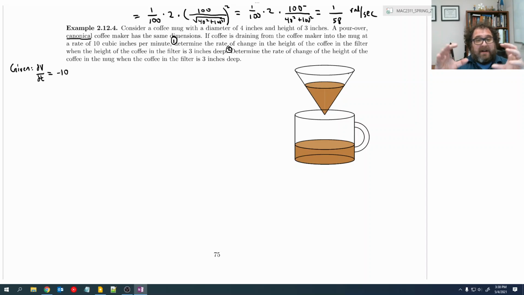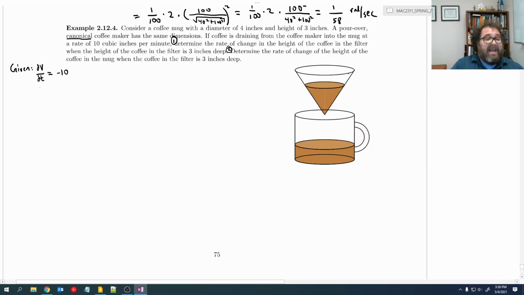The quantity is getting smaller, negative rates, decreasing. If it was increasing, it would be a positive rate. But you've got to be careful with how the sentences are worded versus translating that into mathematical symbols. Okay, it has to be negative here. Now, what do we want? We want the rate of change of the height of the coffee in the filter when the coffee in the filter is 3 inches deep.